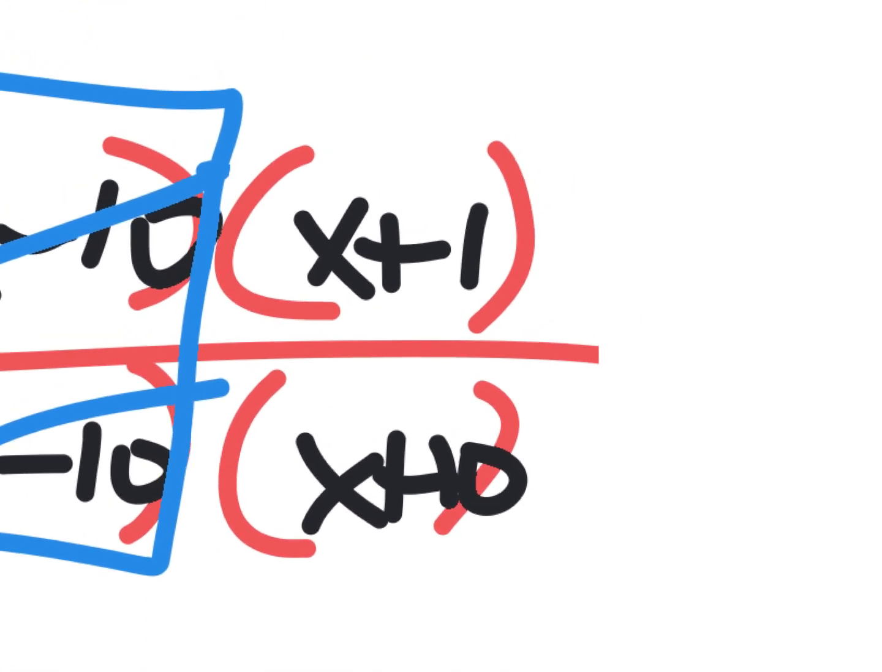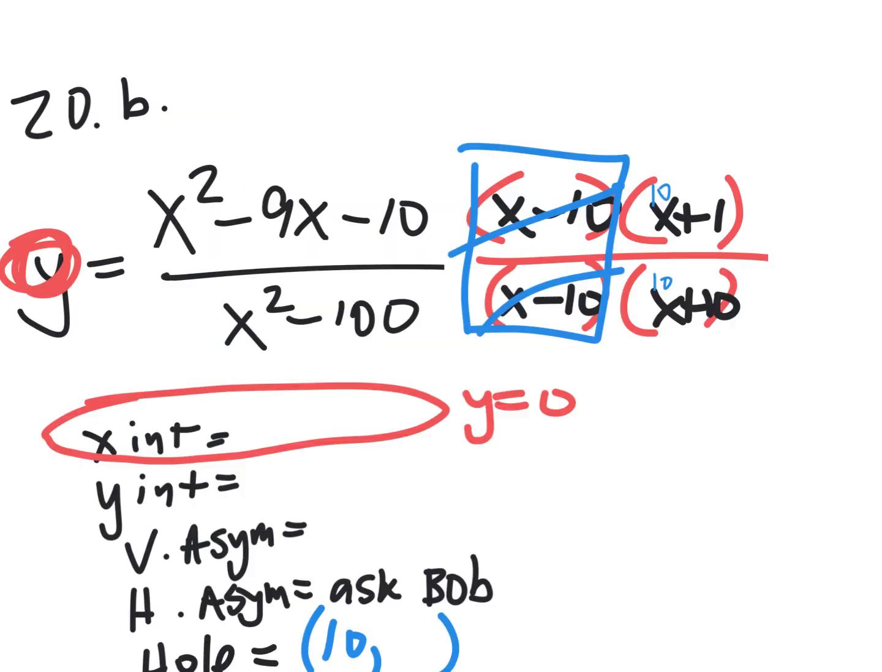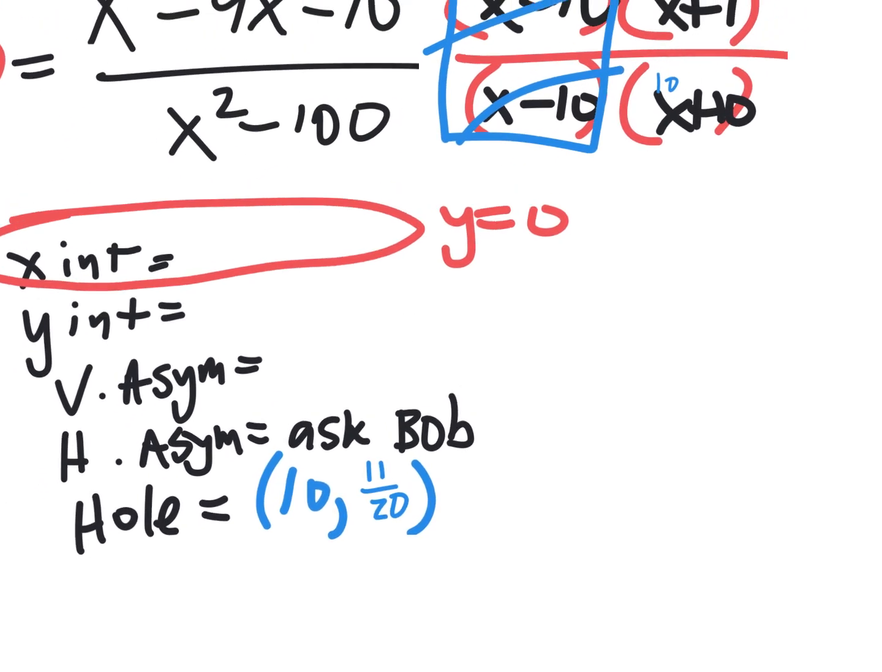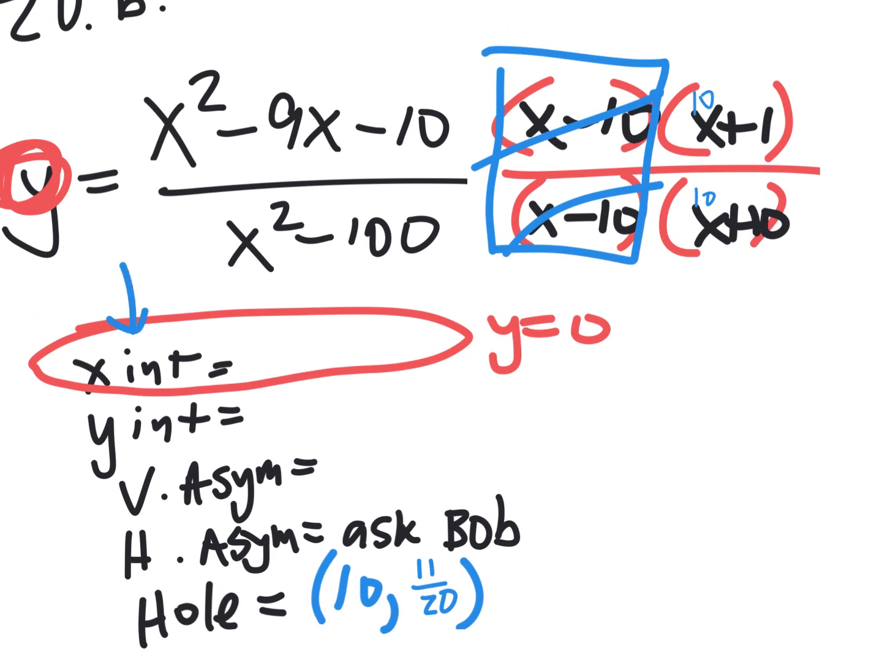Good. So 10 goes in here and here, and then you get 11 over 20. So that's where the hole is, at 10 comma 11 over 20. Now we were starting that by finding the x-intercepts.